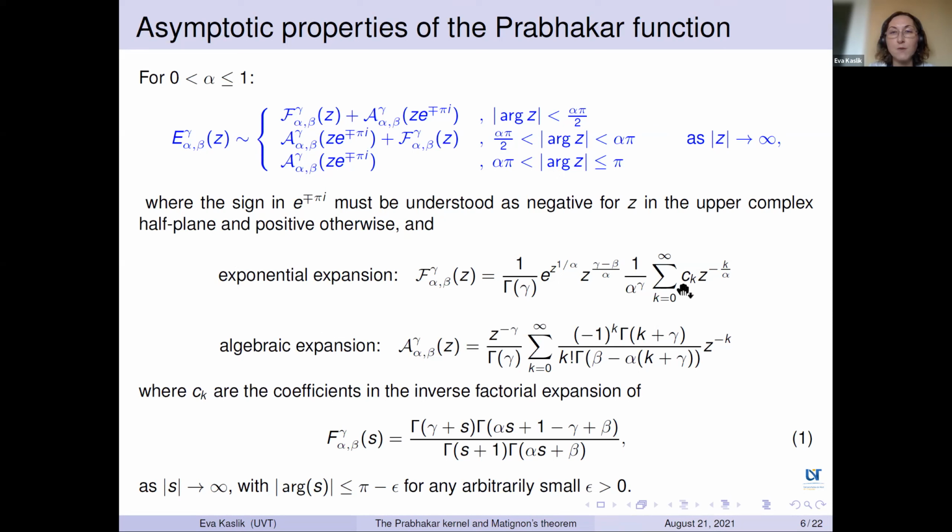Okay, there are these coefficients ck in the exponential expansion. It is important to notice that these coefficients are the coefficients in the inverse factorial expansion of this function f, as the absolute value of s goes to infinity. And details on how to compute these coefficients ck have been given in the previous works of Paris and of Roberto Garra and Roberto Garrappa. Okay, so this is how we can express the asymptotic behavior of the Prabhakar function, and this will be very useful for us when we are talking about the asymptotic behavior of the Prabhakar kernel.